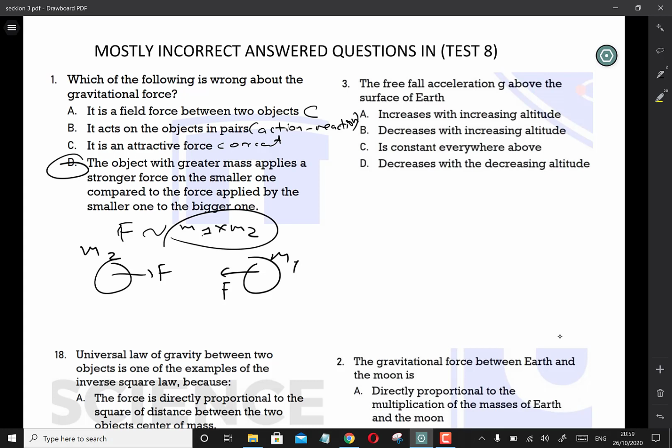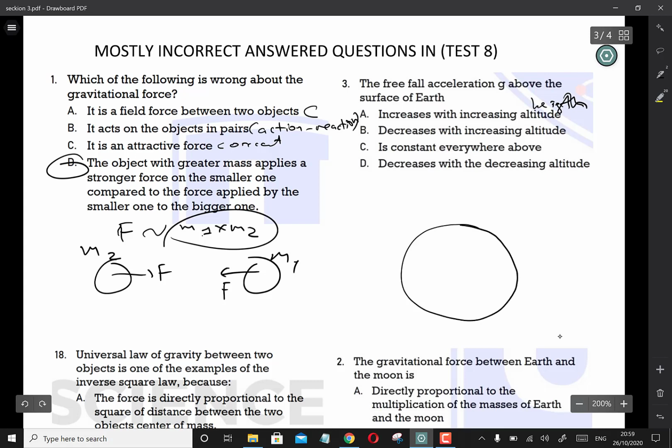Question number 3. The free fall acceleration g above the surface of the Earth increases with increasing altitude. Altitude means height. So let's draw a diagram for this. This is Earth, the center of the Earth. We assume the mass of the Earth is concentrated at the center. On the surface, we can calculate the gravitational field strength by knowing the radius of the Earth, or the distance from the center to where you are. And g can be written by the equation capital G, mass of Earth divided by the square of the separation distance between the surface and the center.